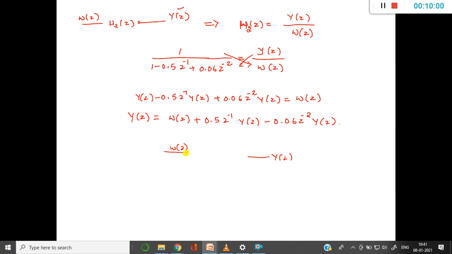Now Y(z) is nothing but W(z) getting summed up with 0.5 z inverse Y(z), right? Let me take one delay here. So the weight of this is 0.5 and this is getting summed up with this. So I'm getting this first term and minus. Once again there is an additive and one more delay, z inverse.